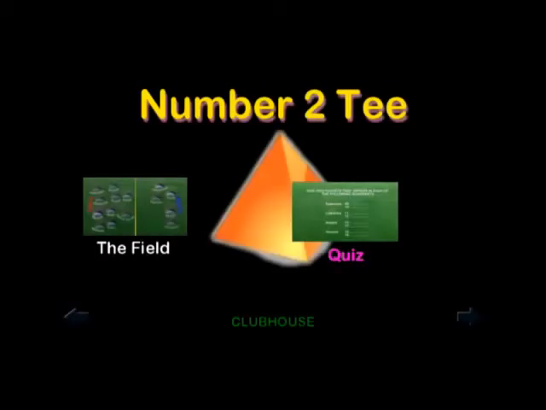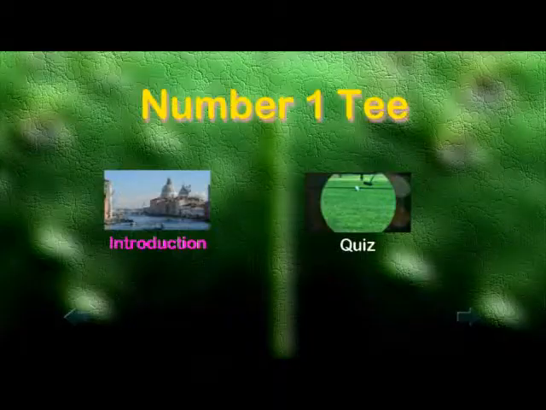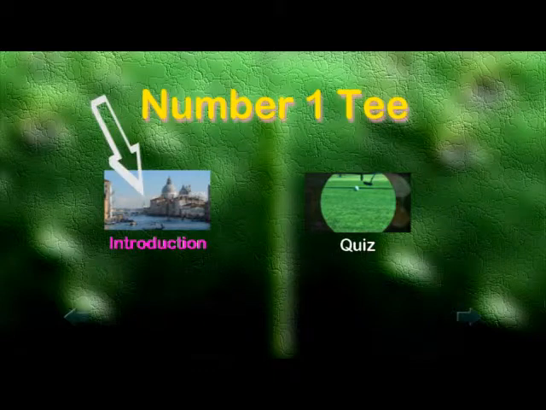Each tee has 2 sections. The first contains the detailed lecture, and the second part is a short quiz on the work contained in that section. In this trailer, we will be looking at a few selected extracts from the playing field. So let's get going to the introduction. From the main menu, we select the number 1 tee. From here, we go to the introduction.